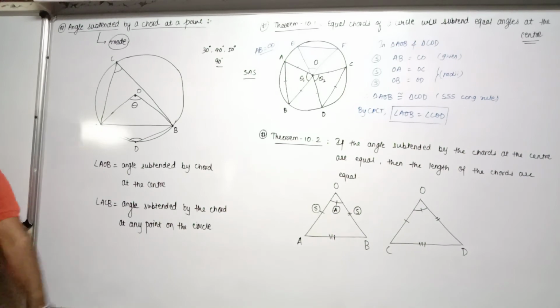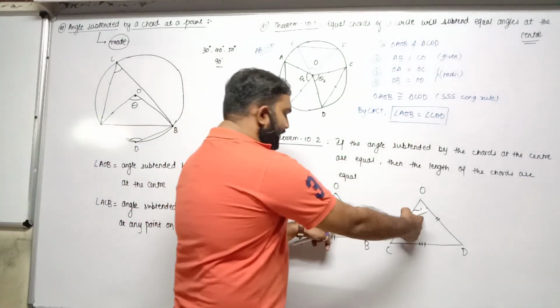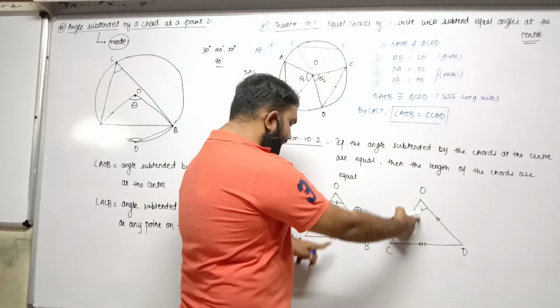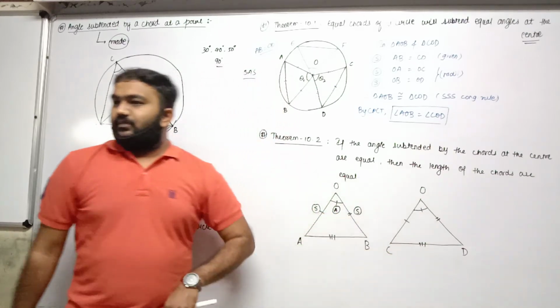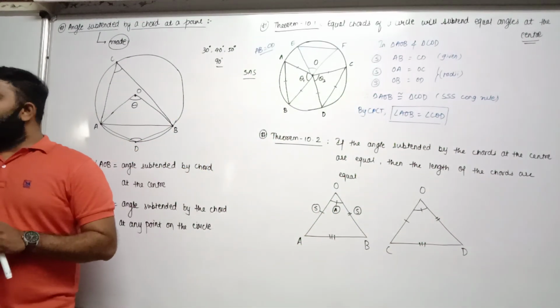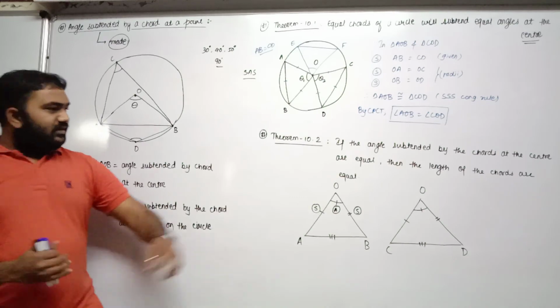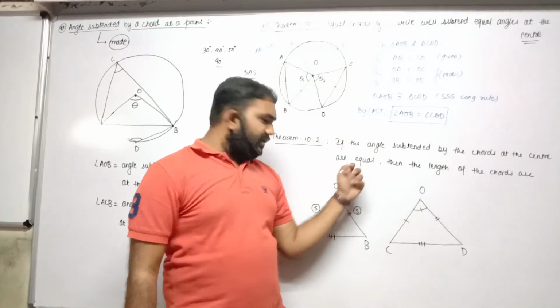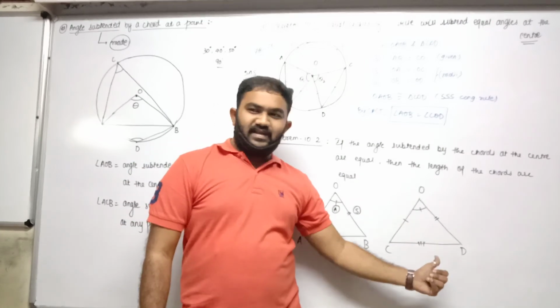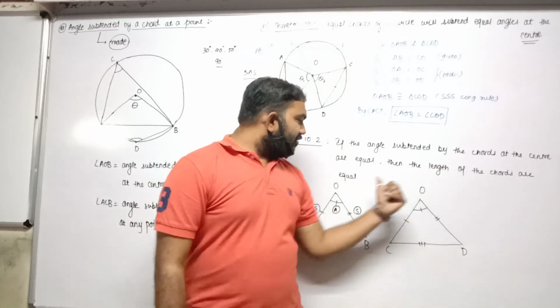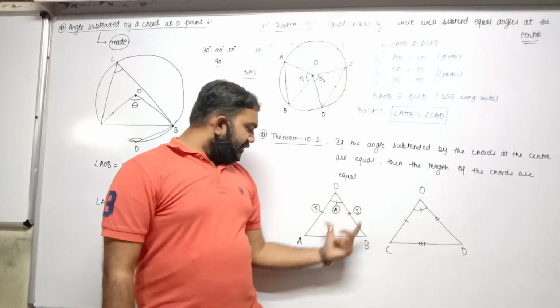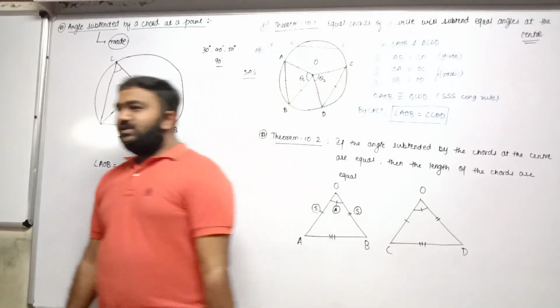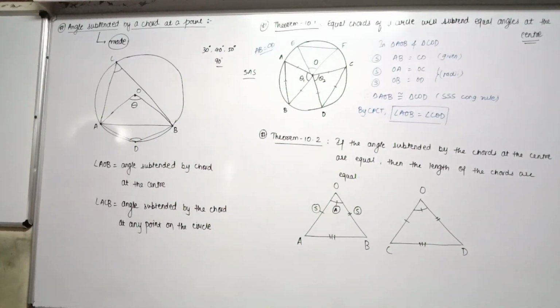Meaning, we started from taking equal angles, and we ended by proving that the sides opposite to these angles are equal. It means that if the angles subtended by the chords at the center are equal, that means if AOB and COD are equal, then the lengths of the chords are also equal. That means AB equals CD. Clear with this?